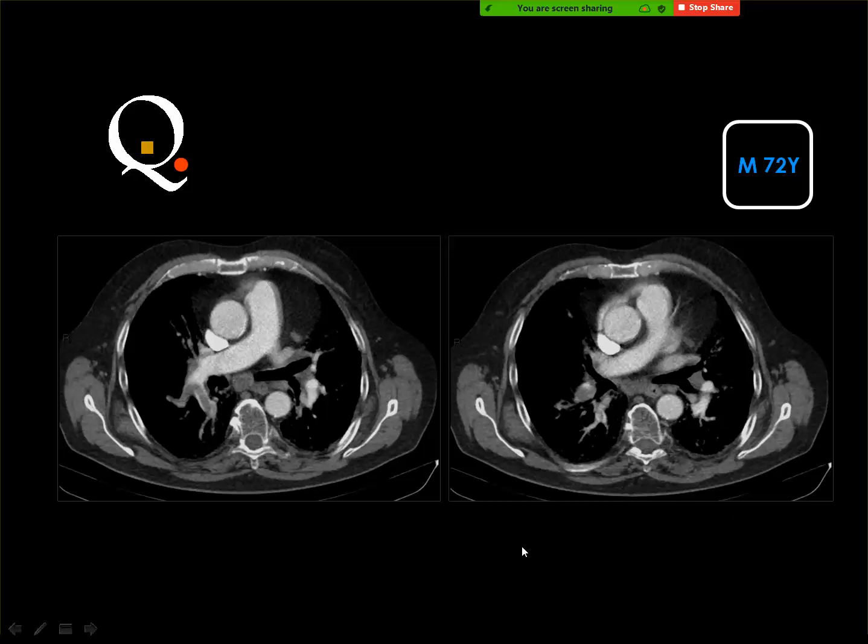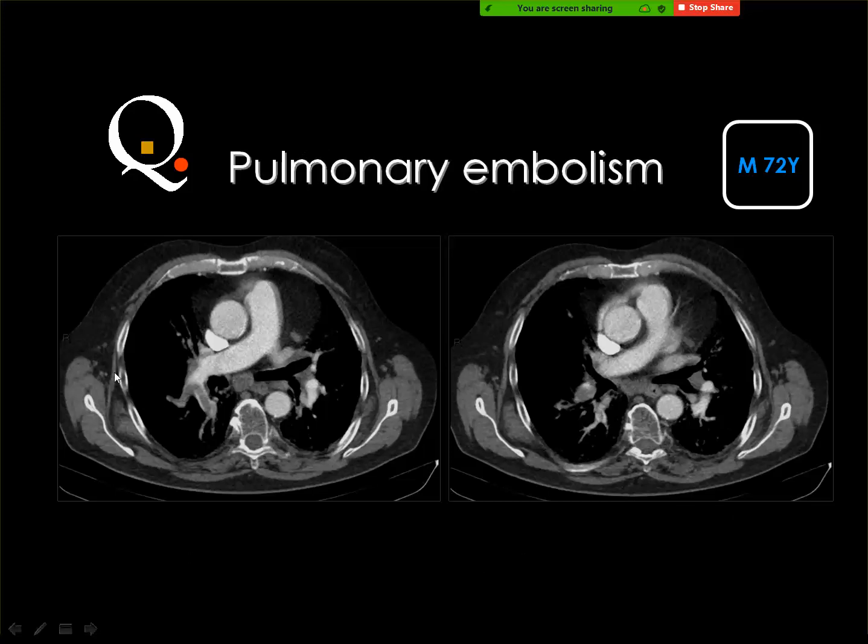Thromboembolism in the pulmonary artery of the right main bronchus, on both sides, and here you see these filling defects, and also you see filling defects on the left side.